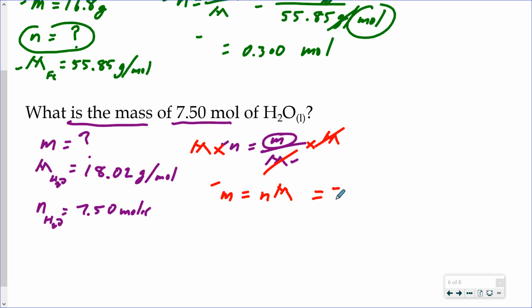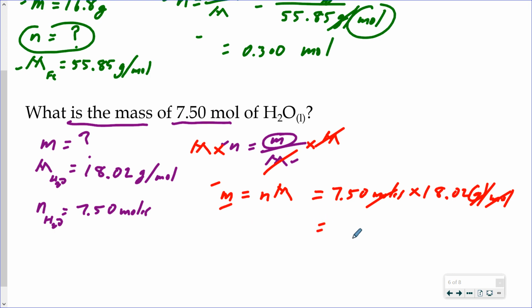Number of moles that we have is 7.50 moles. And we're going to multiply that by the molar mass, which is 18.02 grams per mole. So in this case, the moles will cancel out. Moles are in the numerator here, in the denominator in the molar mass. We're left with grams, and that is what we're looking for, the mass.